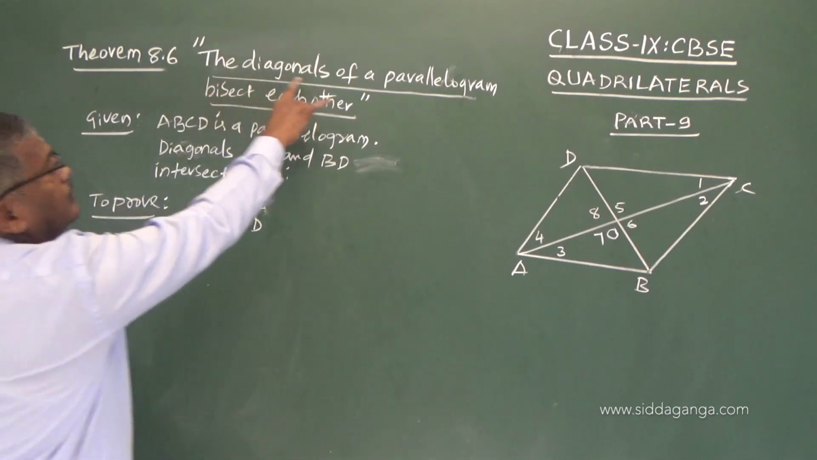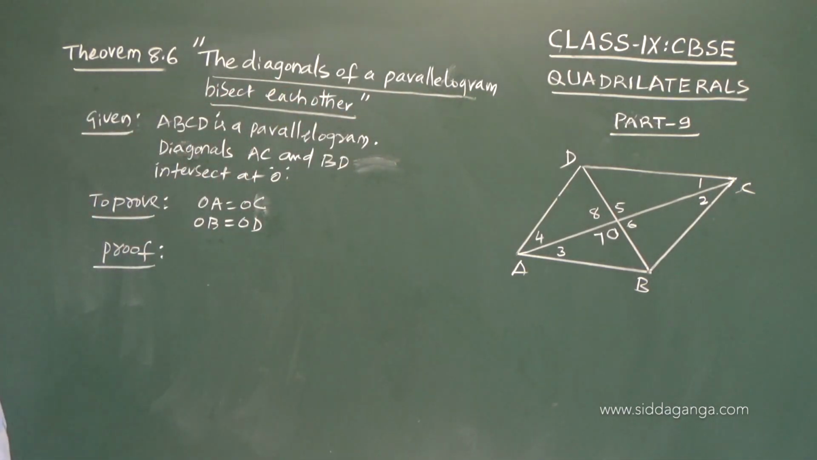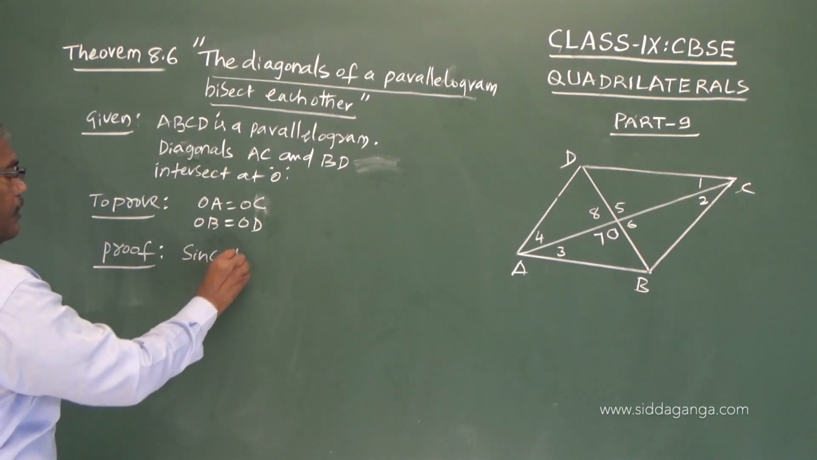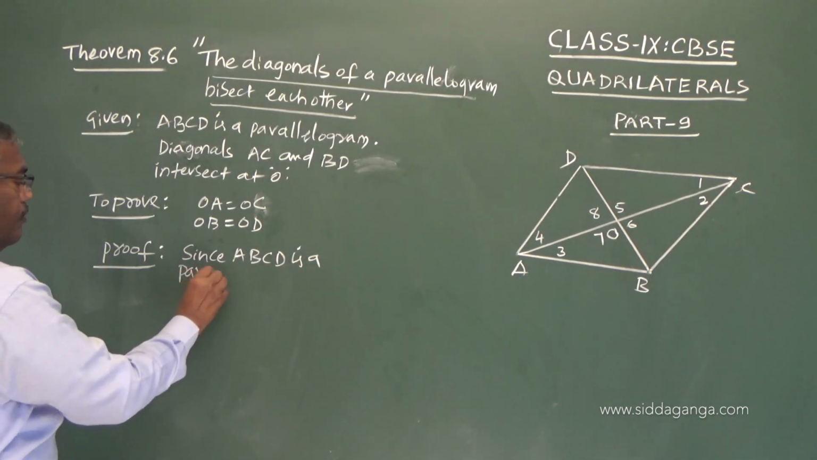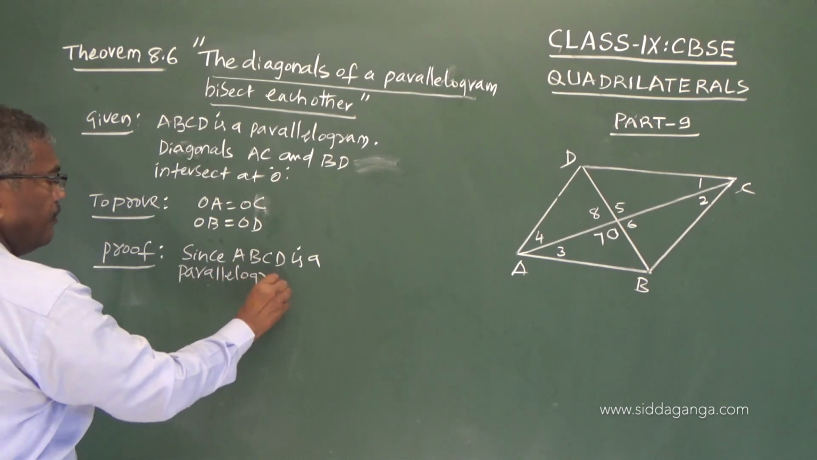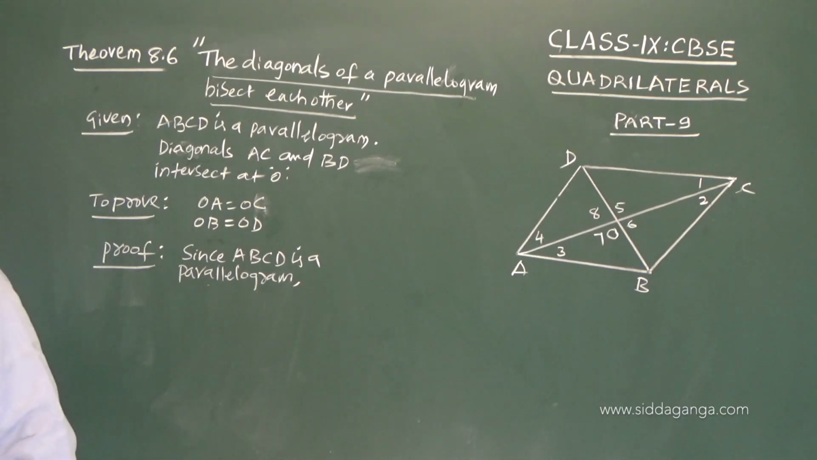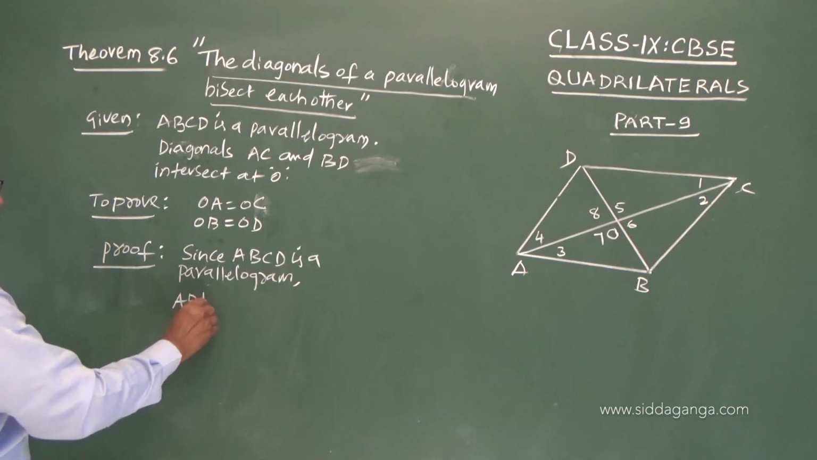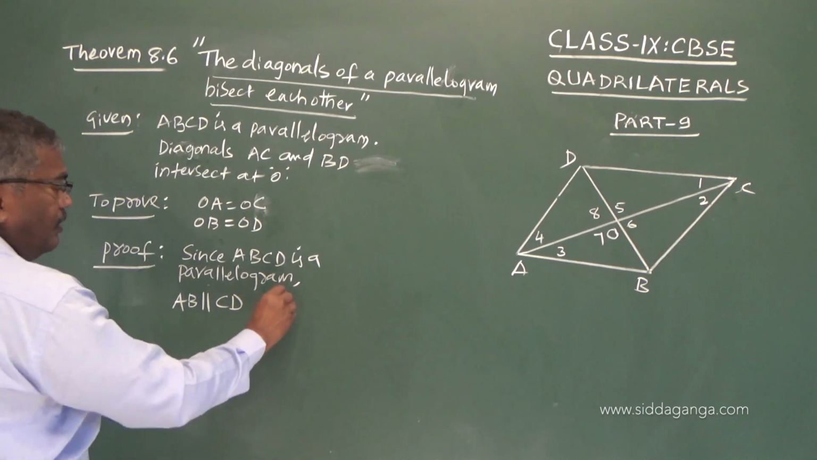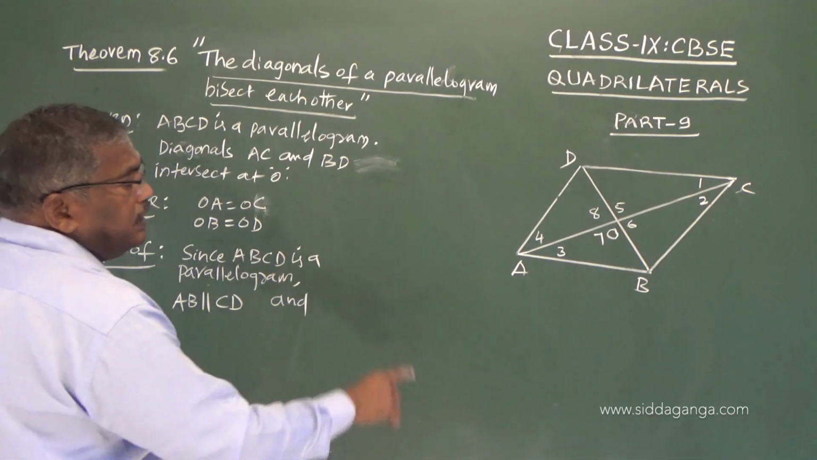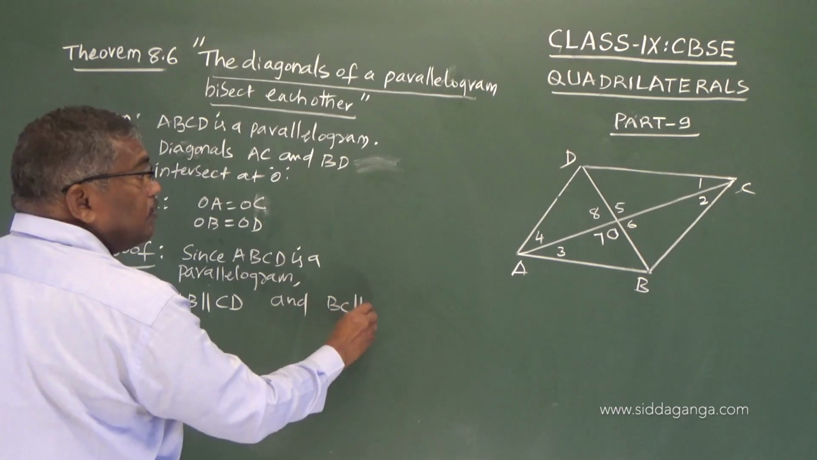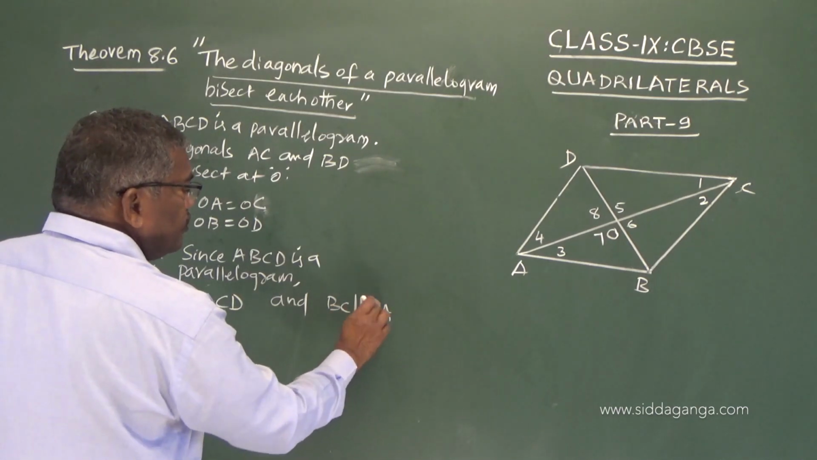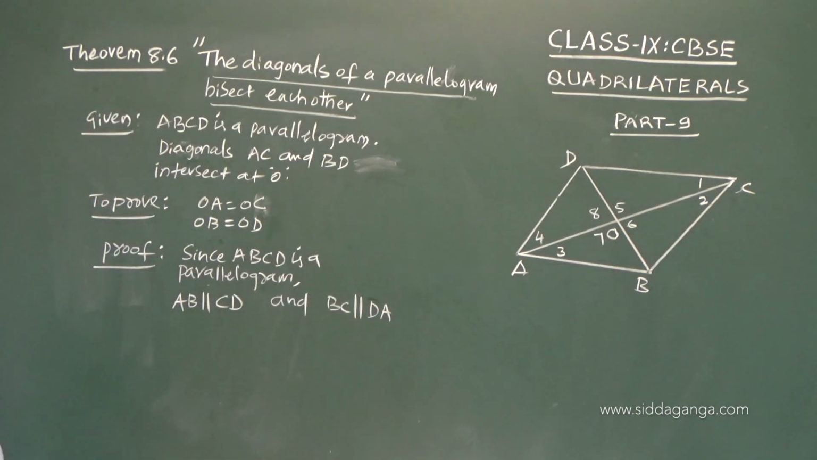Now, see, a parallelogram is given. So, therefore, we can say since ABCD is a parallelogram, AB is parallel to CD, and BC is parallel to DA. So, opposite sides are parallel.